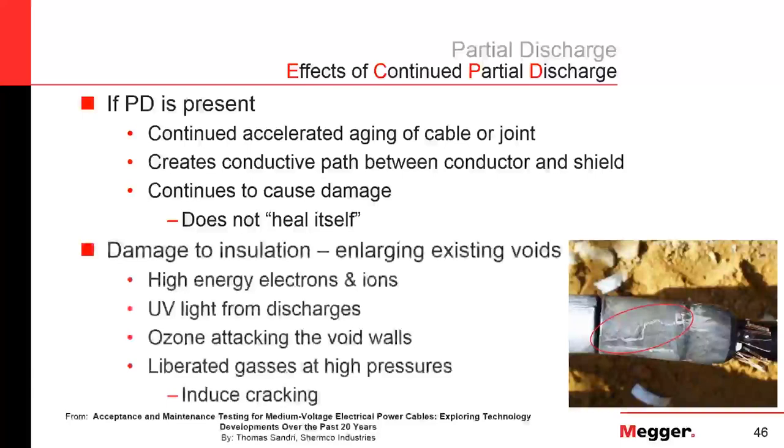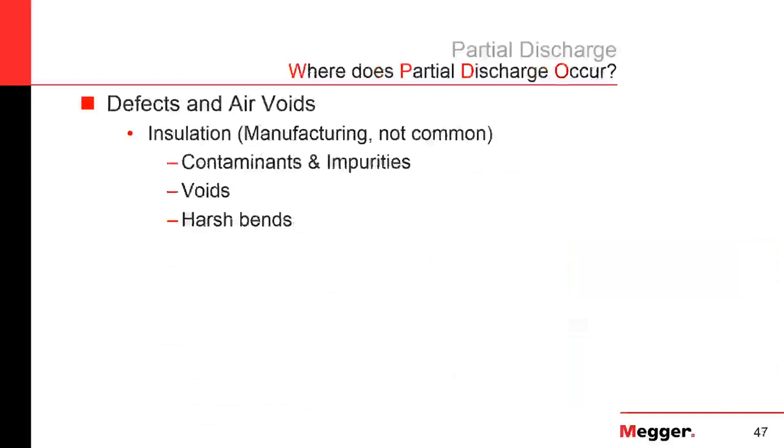The damage to the insulation comes from enlarging existing voids, and that happens through a number of processes. When the area in the cable breaks down because of that high voltage stress, it releases high energy electrons and ions that attack the insulation material. It releases UV light, which again attacks the insulation, making it weaker. Ozone, high pressure, high temperature gases force the void to be a little bit bigger by expanding the air in there. All of these things contribute to a more and more damaged piece of cable that will eventually fail.